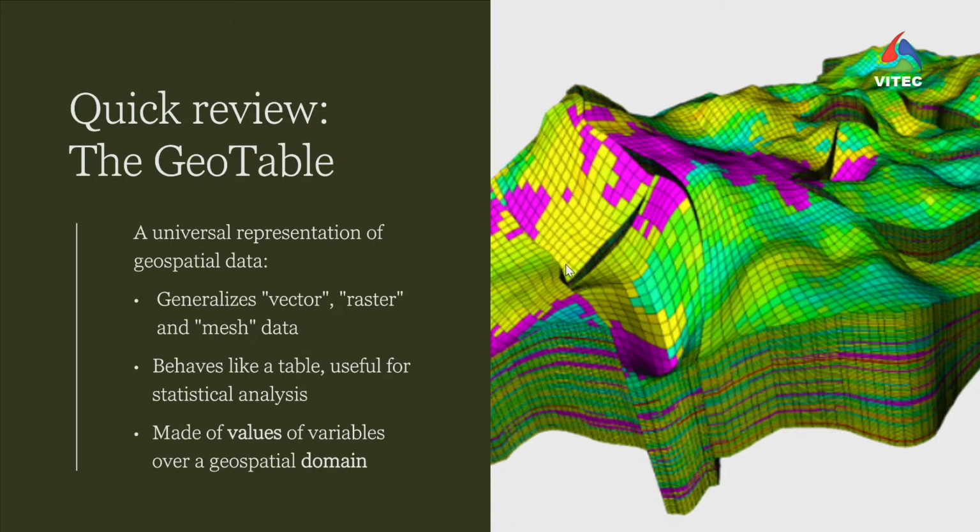I think the most important bit of this review is that you need to remember that a geotable is made of a table of values and a domain, which is stored in the geometry column. These two names will be used in the next slides. The values of the geotable are the table of measurements, and the domain of the geotable is the physical domain. I'm illustrating on the right one such domain.